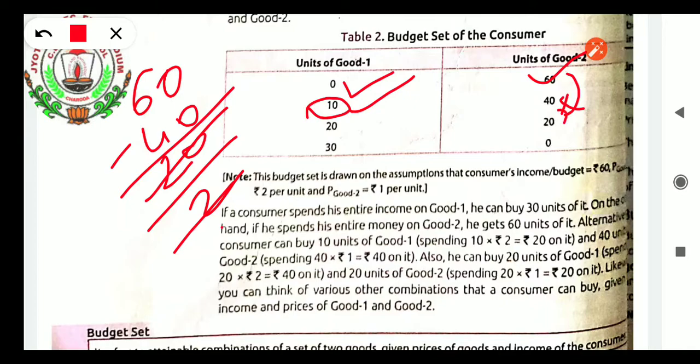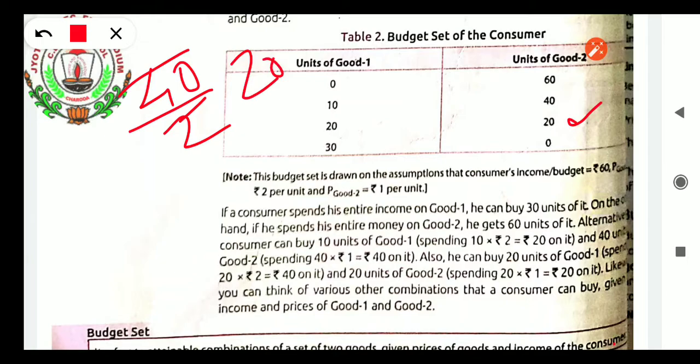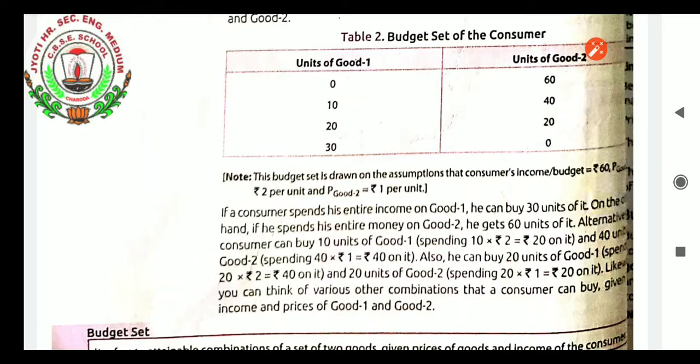Okay, so if we do 60 minus 20, how many units are left? Not 40 minus 20. Here we will see from the top. If we do 60 minus 20, we get 40 rupees left. 40 rupees were already spent on good 2, so we check for good 1 how many units we will get. The price of good 1 is 2 rupees, so 40 divided by 2, we get 20 units. Here it came. So, students, this way it has been calculated.